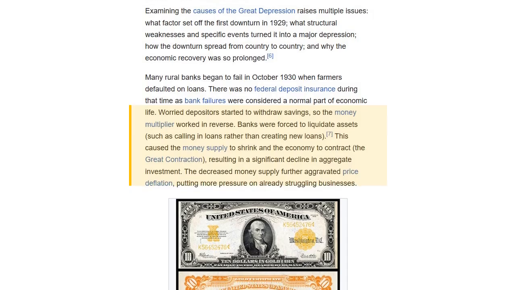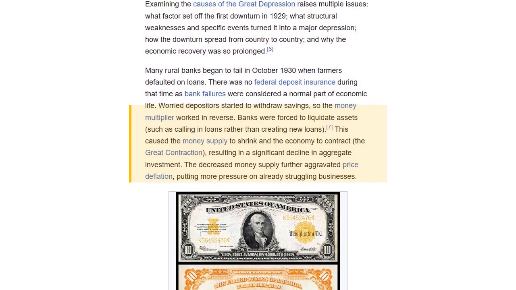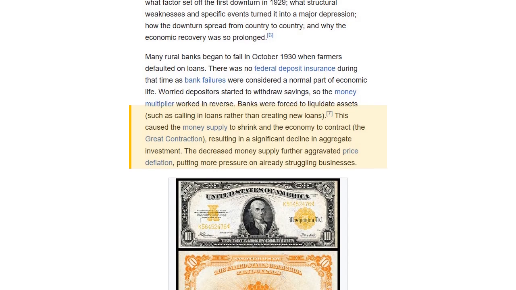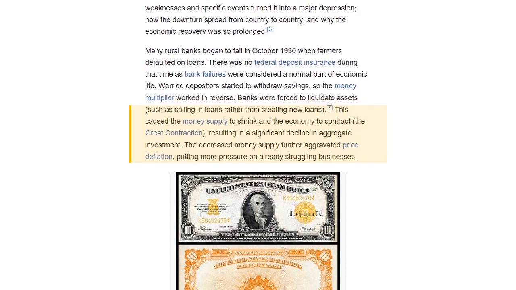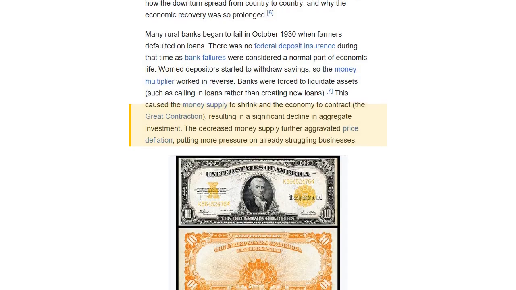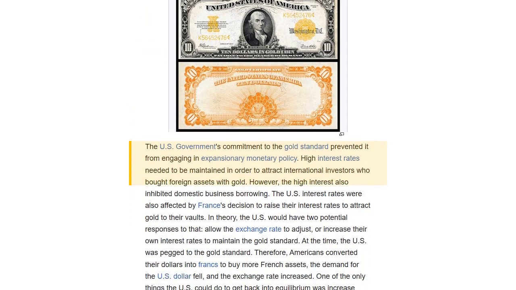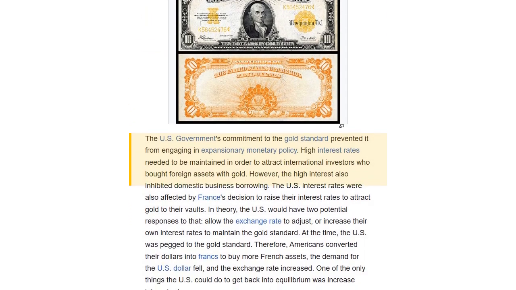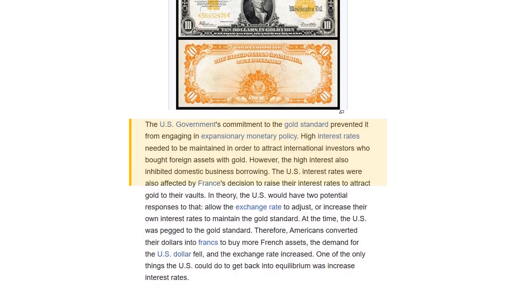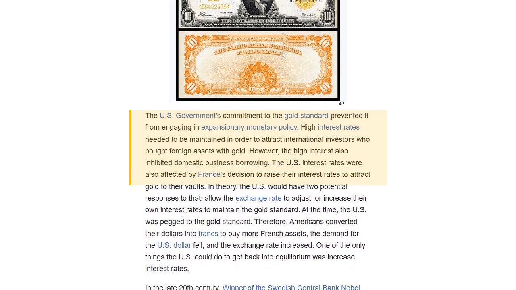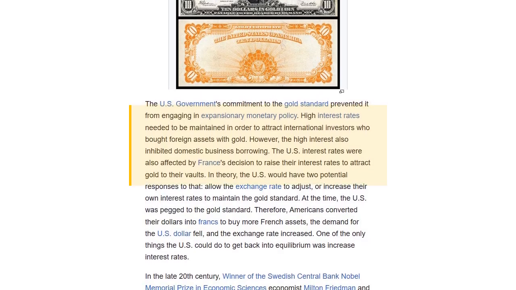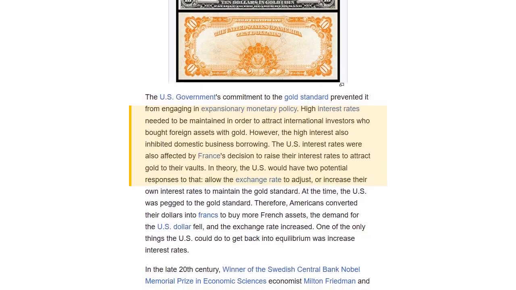This caused the money supply to shrink and the economy to contract, the Great Contraction, resulting in a significant decline in aggregate investment. The decreased money supply further aggravated price deflation, putting more pressure on already struggling businesses. The US government's commitment to the gold standard prevented it from engaging in expansionary monetary policy. High interest rates needed to be maintained in order to attract international investors who bought foreign assets with gold. However, the high interest also inhibited domestic business borrowing.